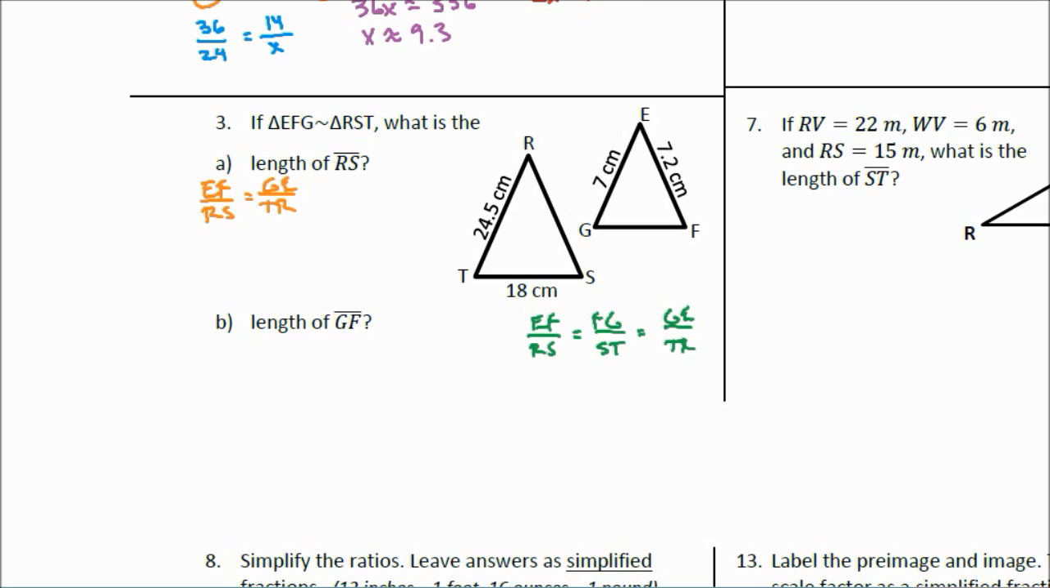Okay, let's plug in our values here. So EF is 7.2. RS is what we're looking for. GE is 7. And TR is 24.5. Now we've got our ratio, or our proportion. Let's go ahead and solve it. I'm going to write it up here so you guys can see where we're going with this.